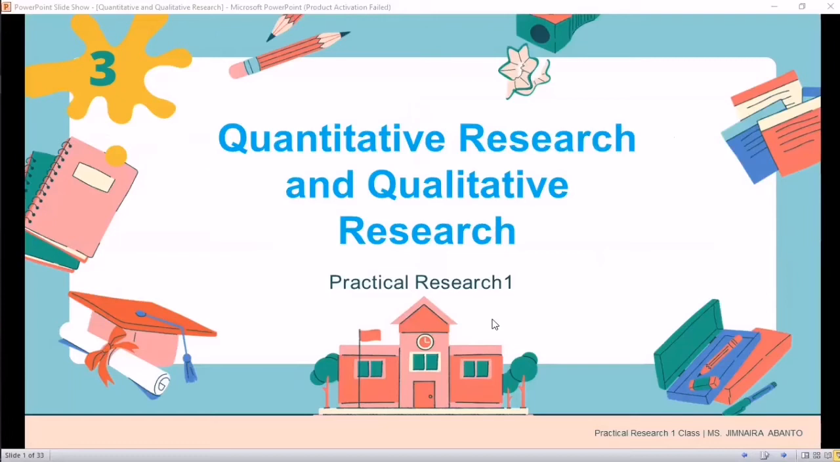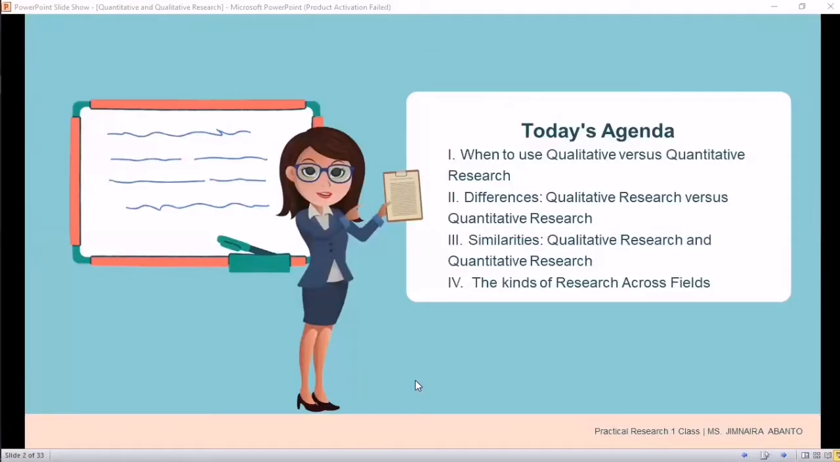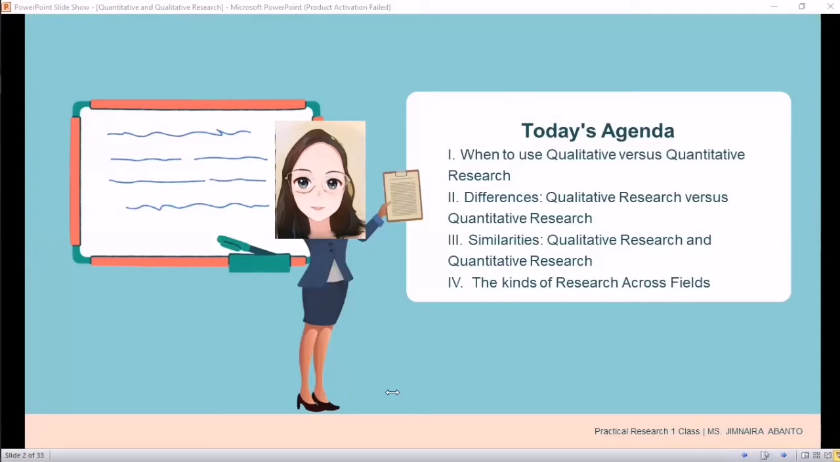Good day, students. So for today's agenda, we will discuss qualitative research versus quantitative research. So when to use qualitative and quantitative research, differences and similarities of qualitative research and quantitative research, and the different kinds of research across fields.